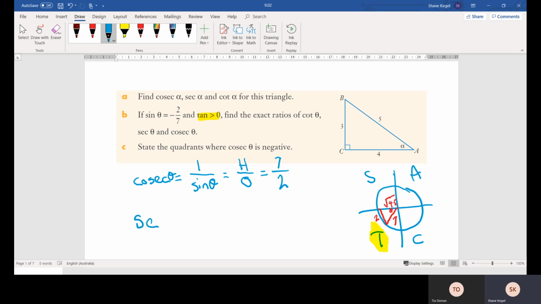Sec ratio, or sec theta, is our inverse of cos. So cos is usually A over H, so we will get H over A, or inverted. H being 7, A being root 45.